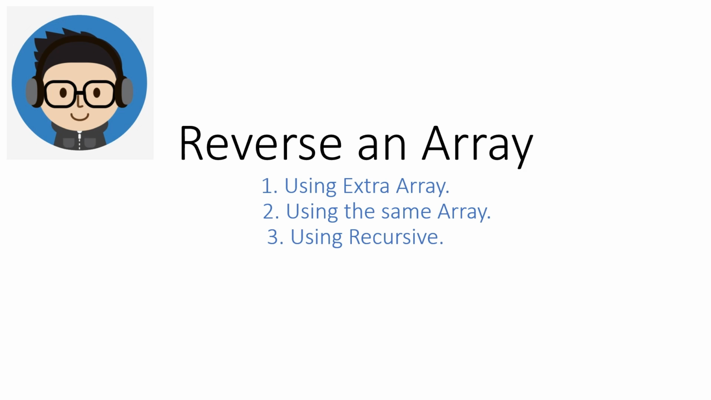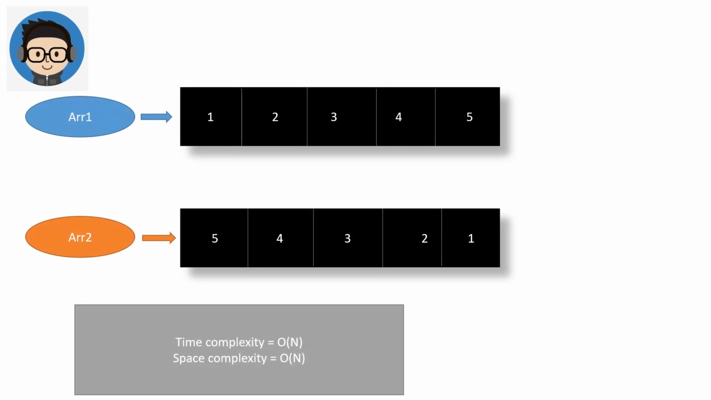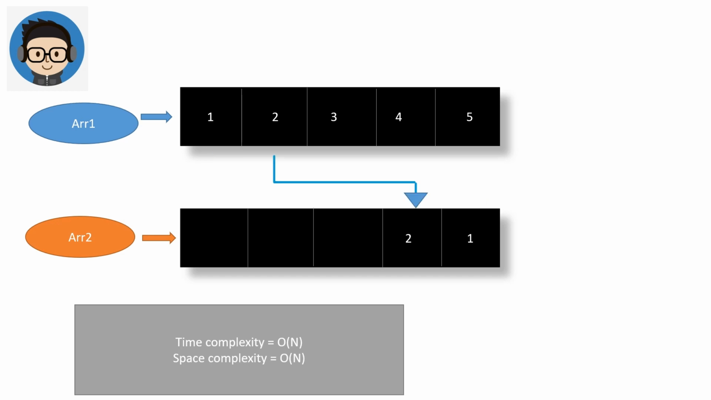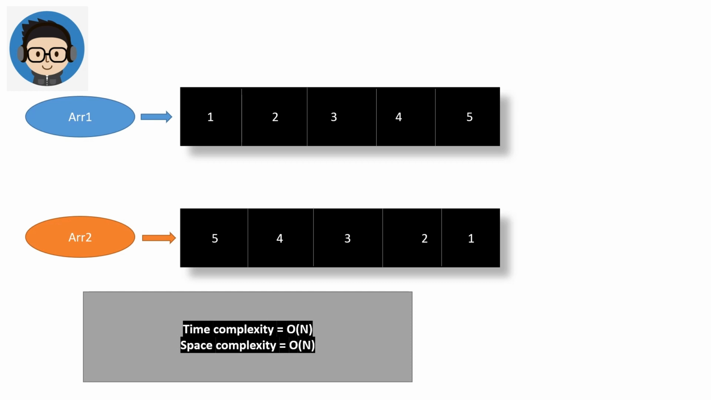Okay guys, the simplest technique to solve this question is to create another array and start filling it from the last index. We take 1 and put it on the last index of the new array. After that, take 2 and put it in the second last index of that array. Do it vice versa. This technique is quite simple. We just have to create another array and start putting elements from the last index.